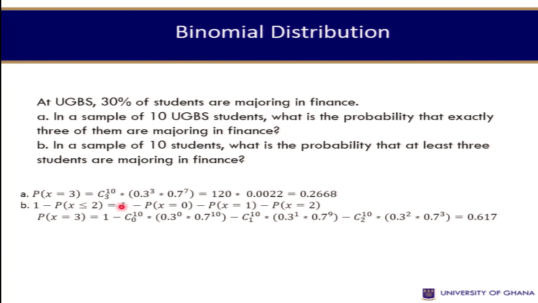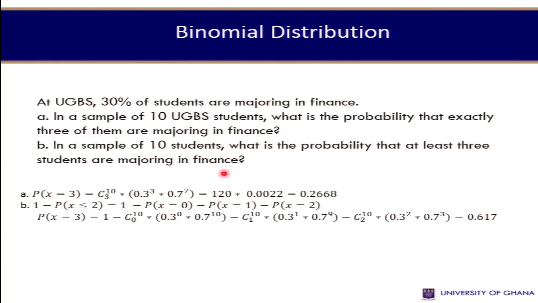10 combination 3 gives us 120. 0.3 raised to the power 3 times 0.7 raised to the power 7 also gives us 0.0022. You multiply, you get 0.2668. In other words, there's approximately 30% chance of finding exactly 3 students majoring in finance.